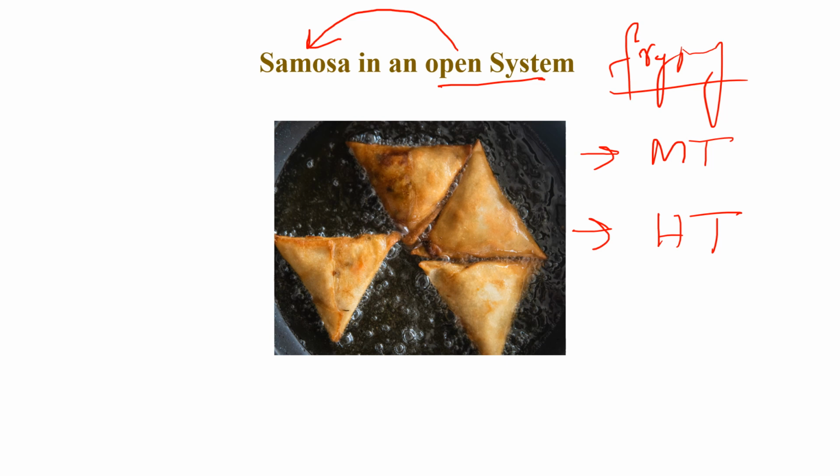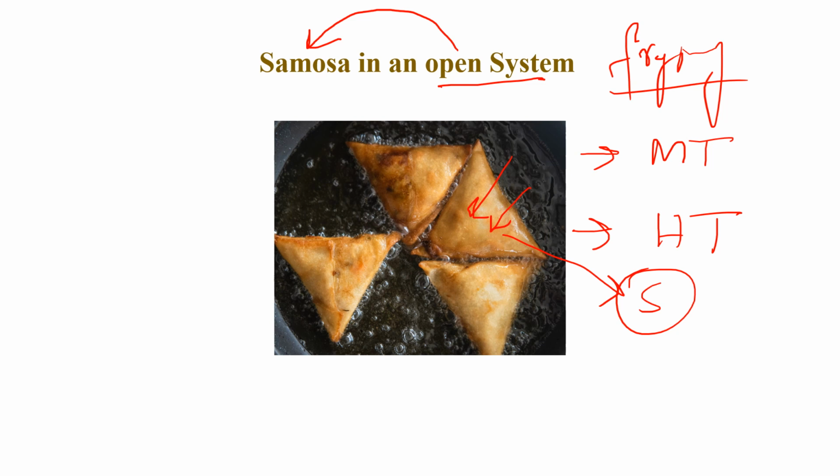When we dip the raw samosa into the hot oil, right? Due to the heat of hot oil, the water present in the samosa vaporizes and escapes to the surroundings, right? And the oil takes the place of the water. So oil moves inside the samosa and water moves outside the samosa. So this is how the mass transfer occurs while frying a samosa.